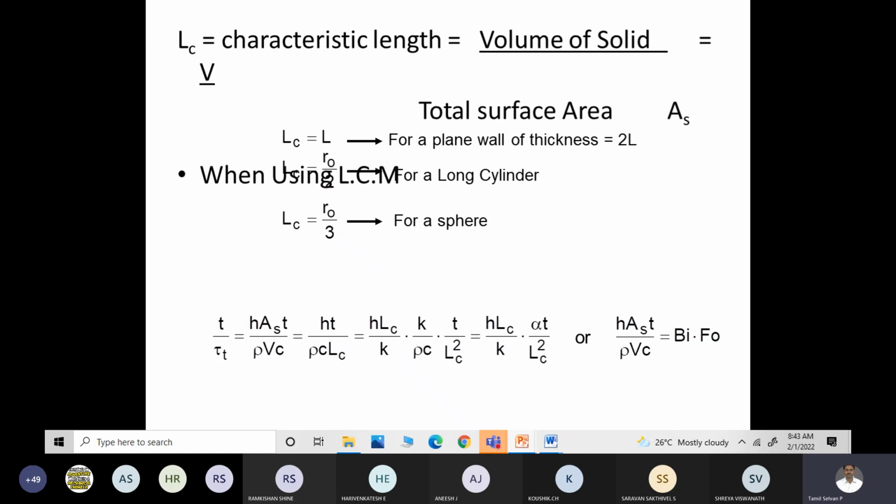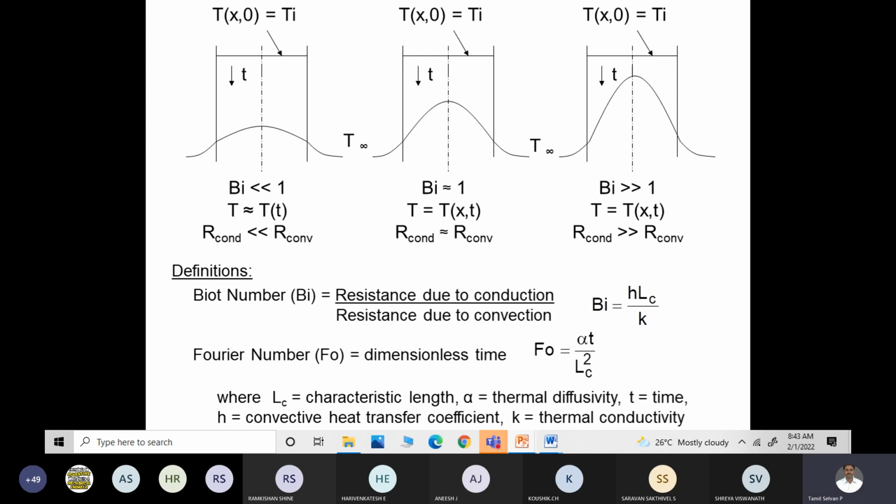Okay, so we have the product of Biot number and Fourier number. The Biot number is the ratio of conductive resistance to convective resistance, and the Fourier number is given by alpha tau by Lc squared, which is nothing but a dimensionless number that gives us a dimensionless time. So that's what was mentioned here. Alpha is nothing but thermal diffusivity, and characteristic length is nothing but L.